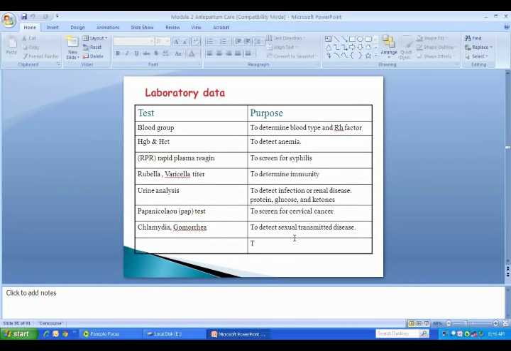H&H to detect anemia, which is not uncommon that she would develop that in pregnancy, and of course they would go on iron. We screen for STDs. Syphilis is a concern because that can cause congenital anomalies, and the other ones such as chlamydia and gonorrhea, we do that through a smear. We take vaginal secretions and do a smear and look at it under the microscope. The reason we check for that also is because STDs are a risk factor for preterm labor.